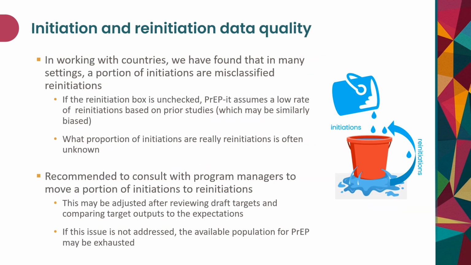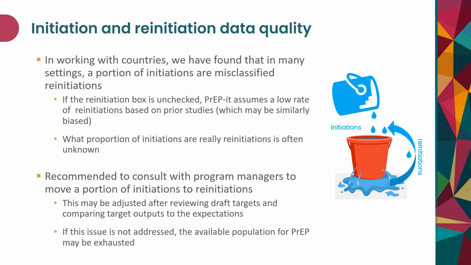Another issue that often arises is around data quality with respect to initiations and reinitiations. In working with countries, we have found that in many settings, a portion of initiations in the program data are actually misclassified reinitiations. Remember that a reinitiation is a client who started PrEP and then paused for a while and then restarted PrEP again. So in PrepIt, if the reinitiation box is unchecked, the tool assumes a low rate of reinitiations based on prior studies, which may also be biased towards under-identifying PrEP reinitiations.